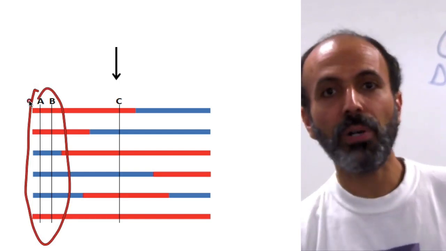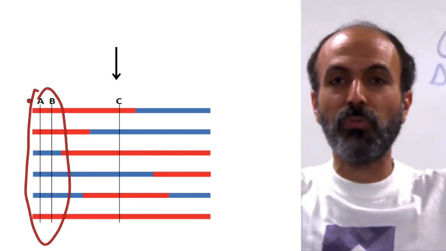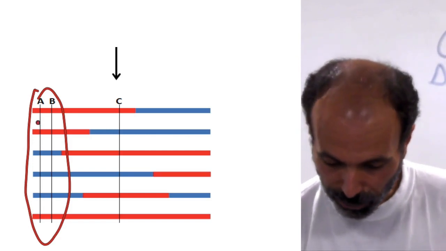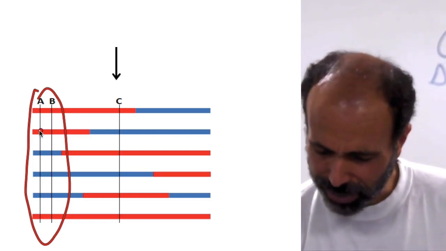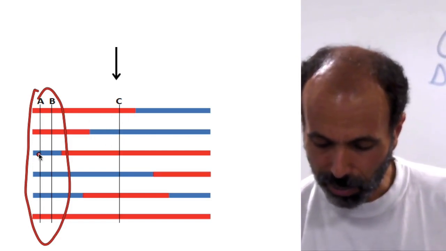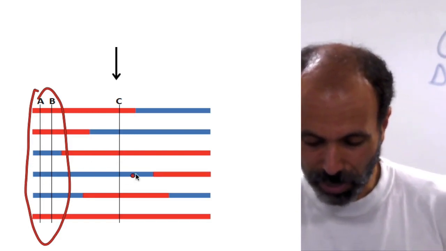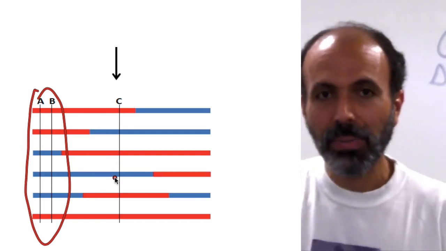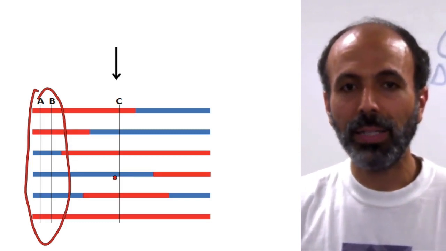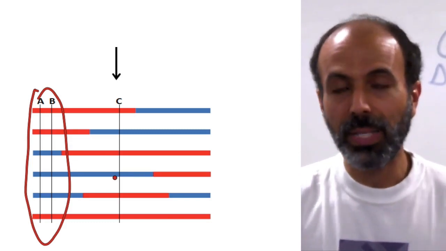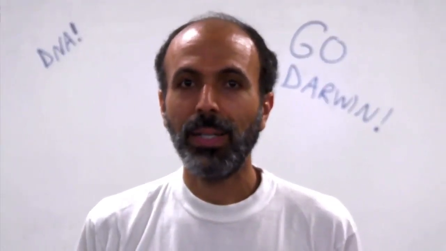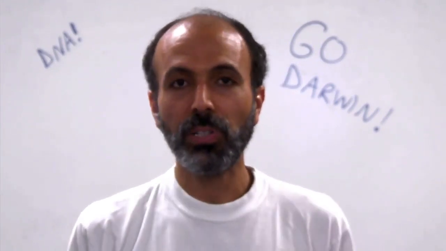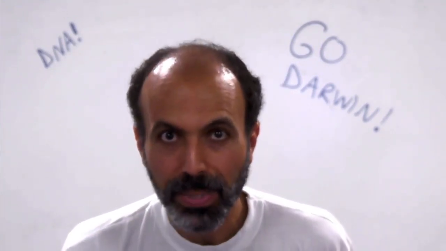In contrast, how often are A and C linked? Notice A and C are further apart. Well, here in this first individual, A and C are both red. In the second, we actually get a red with a blue. Third, we get a blue with a red. Fourth, we get a blue with a blue. So really only about half the time are you getting the two parental types, and half the time you're getting a recombinant type. Now, this is what's used for constructing genetic maps.